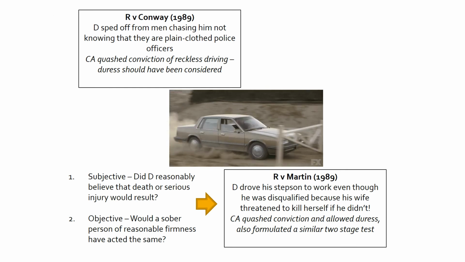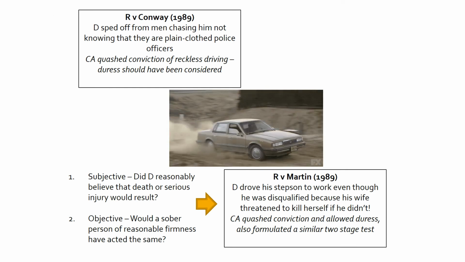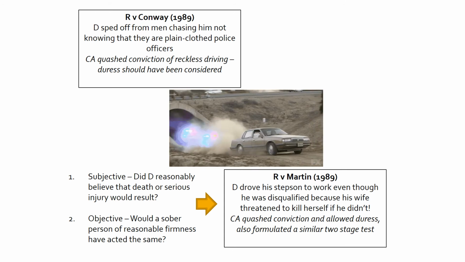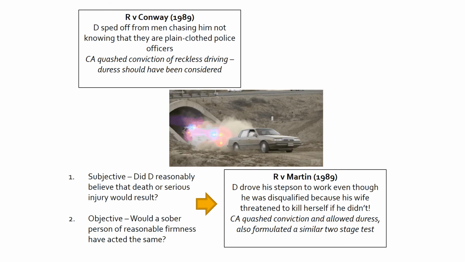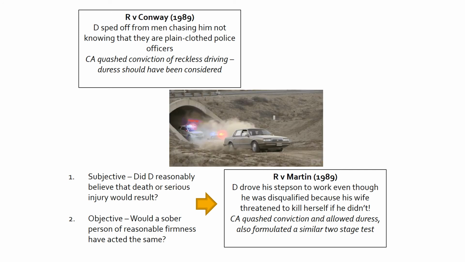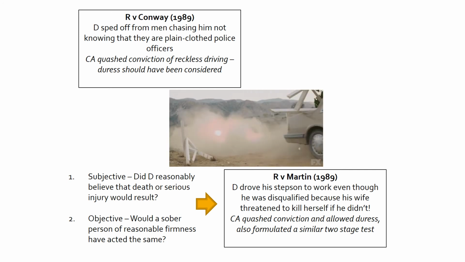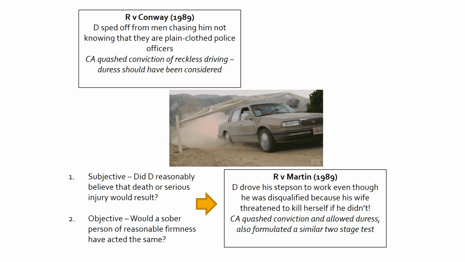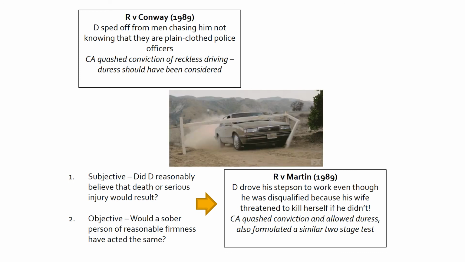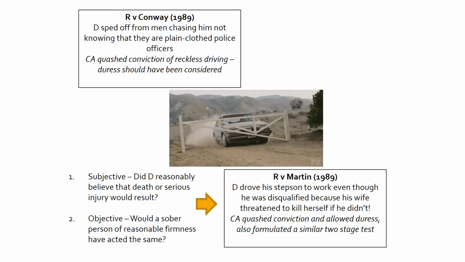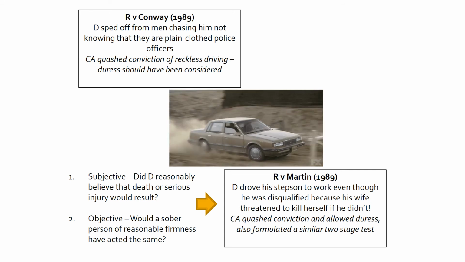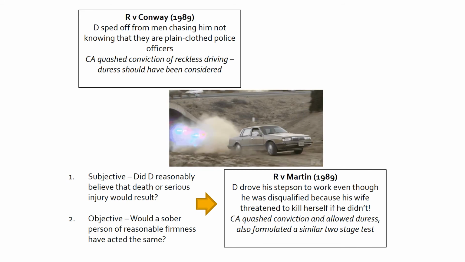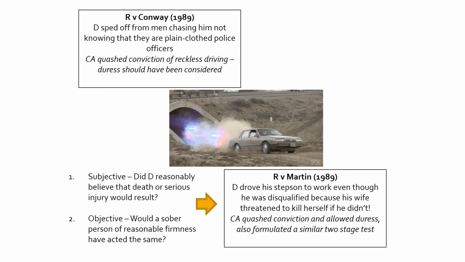So let's have a look at some of the cases. We've got the test to establish duress by circumstance from the case of Martin. Martin drove his stepson to work even though he was disqualified because his wife threatened to kill herself if he didn't. He was originally convicted, but then the conviction was quashed and duress was allowed. And a similar two-stage test to Graham was formed.